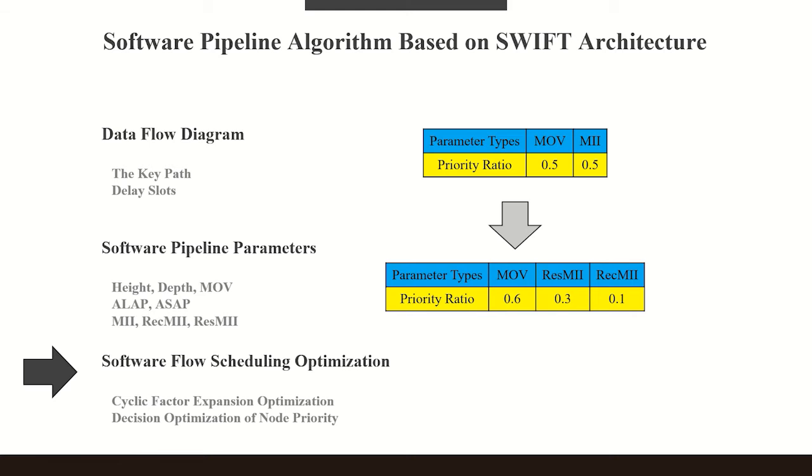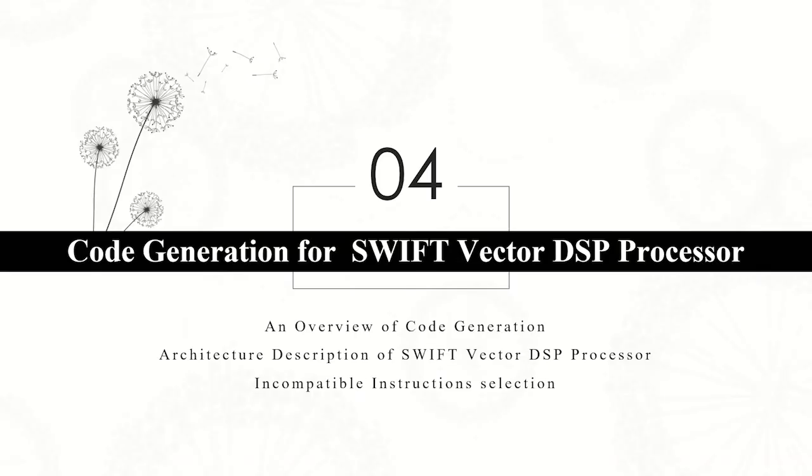The decisions and optimizations of node priority lie in taking into account the instruction set characteristics of Swift architectures and splitting the priority proportions, originally divided in half between MUS and MII, into the optimal proportions as shown in the right figure. The first part merely includes three aspects.